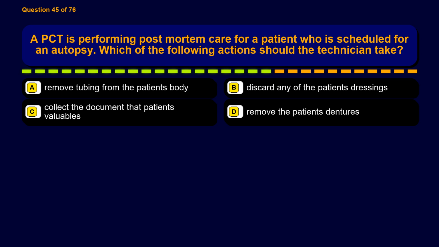Which of the following actions should the technician take? Option A. Remove tubing from the patient's body. Option B. Discard any of the patient's dressings. Option C. Collect and document the patient's valuables. Option D. Remove the patient's dentures.